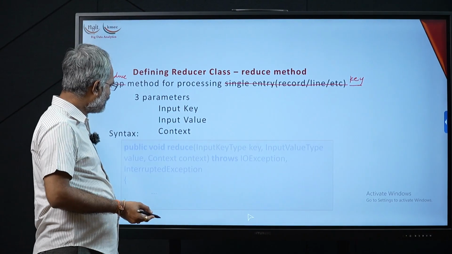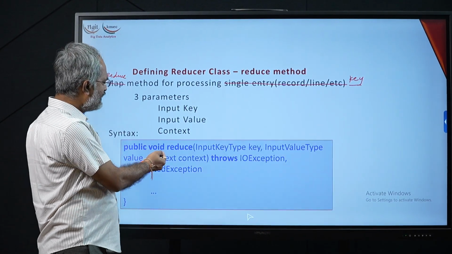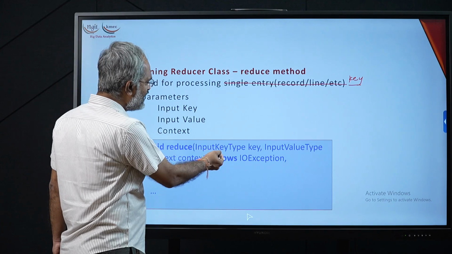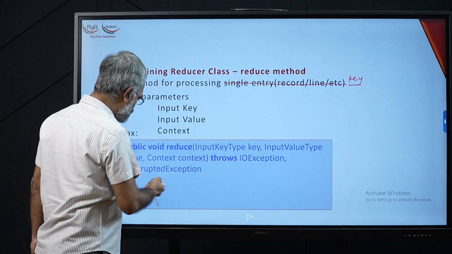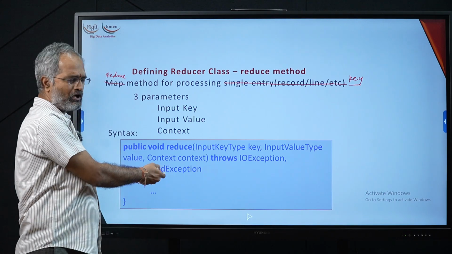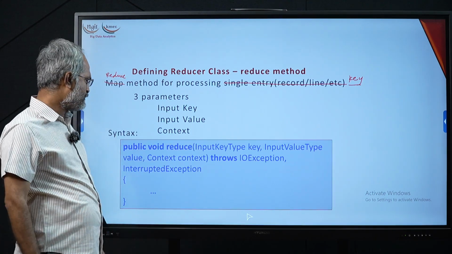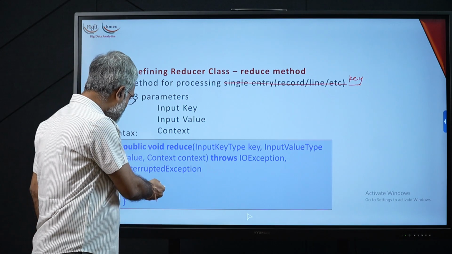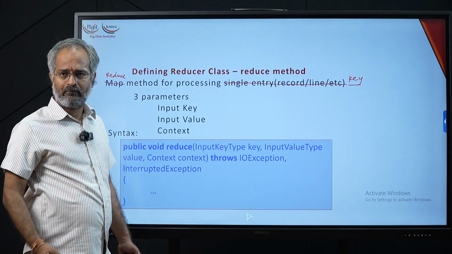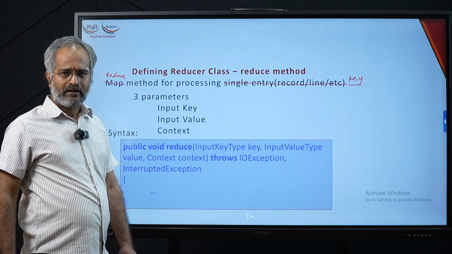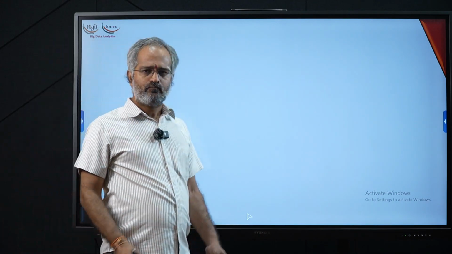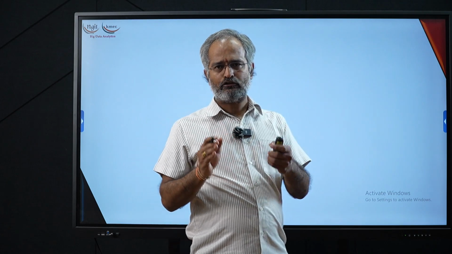And the syntax is also similar. So public void reduce of input key type and input value type, and then the context you have to mention, and then you have to handle the IOException and InterruptedException, and then write the code for this reduce method, right? Now we have the mapper class and we have the reducer class.